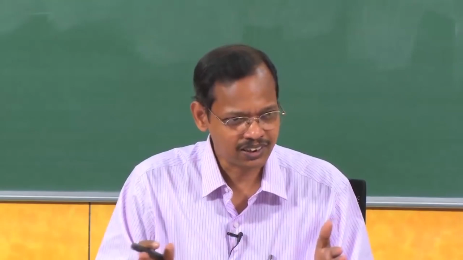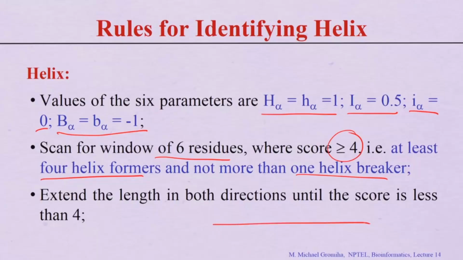Then you can extend the directions. For example, if this is the sequence and you find, okay, this is the helical segment, then you can extend and see whether the score goes down or not. If the score is still high, for example the preferred residues are present together, then you can add up, and finally you can add up to here to make the complete helix.